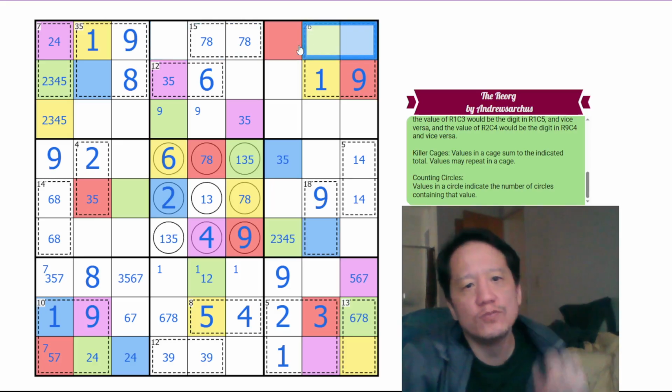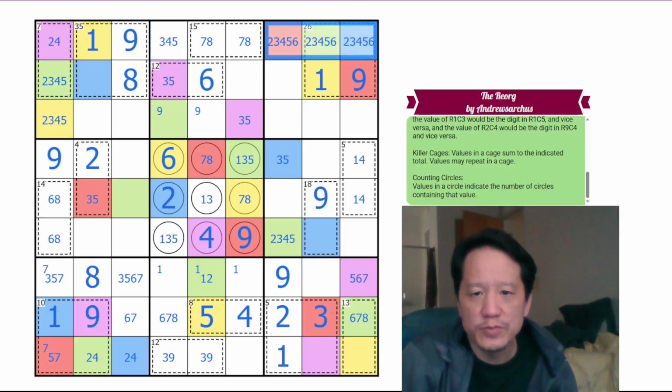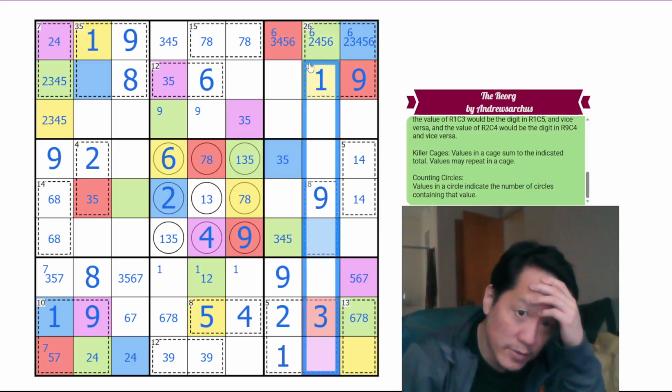Remaining digits in row 1, we have 2, 3, 4, 5, 6. No 2 or 6 here. So 6 is guaranteed to be one of these three. This can't be 2 because of 2 in the column. This can't be 2 because of 2 in the column. No 3 here because 3 in the column.